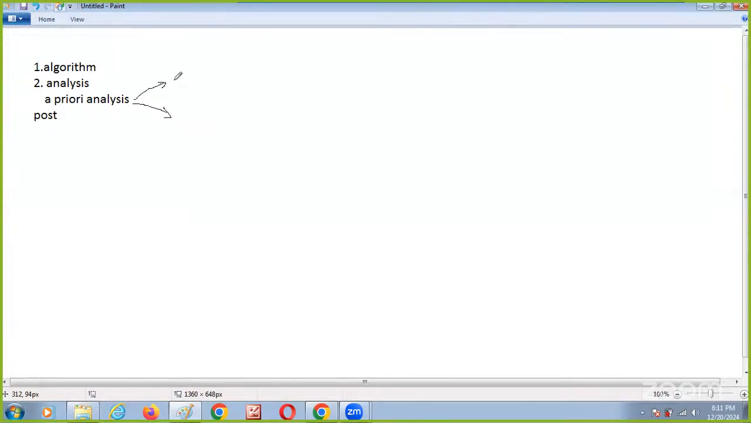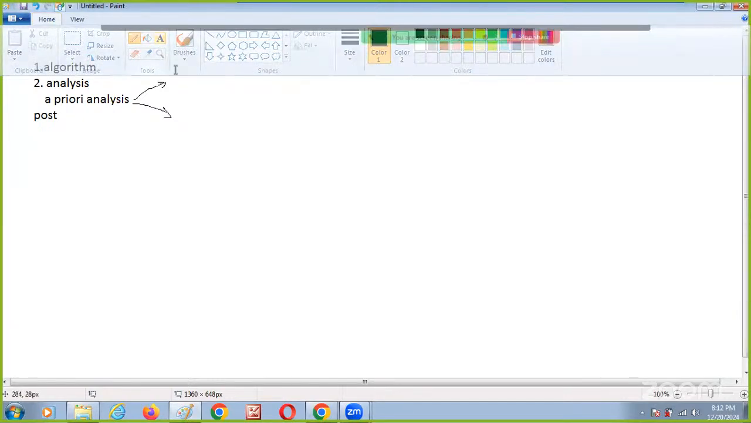The posteriori disadvantage is that if you run the program on different computers, the time taken will be different, because it depends on the processor, the size of the RAM, and some more parameters. That's why a priori analysis is one of the best. And a priori analysis is based on what?